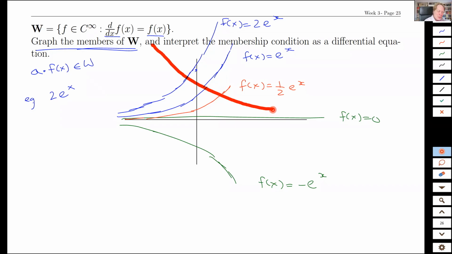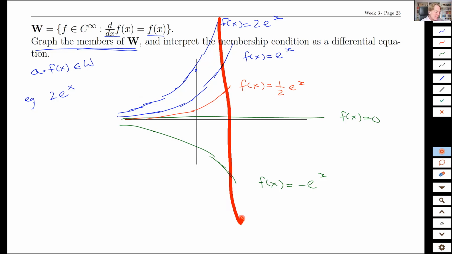Notice e to the negative x would not work. Why not? Because if I take the derivative of e to the negative x, I actually get negative e to the negative x, which looks like this. So it has to be just e to the x with some multiplier out front. Can't have a shift on it either. This is the family that satisfies it. We'd have to do some work to show that, but this gives you a good intuition for why that might work.